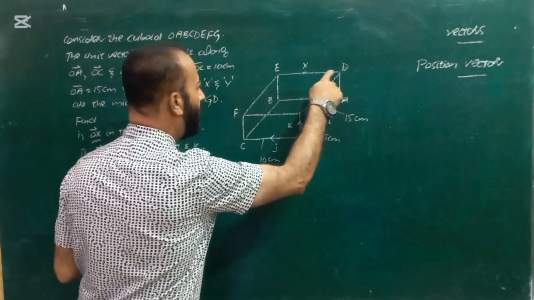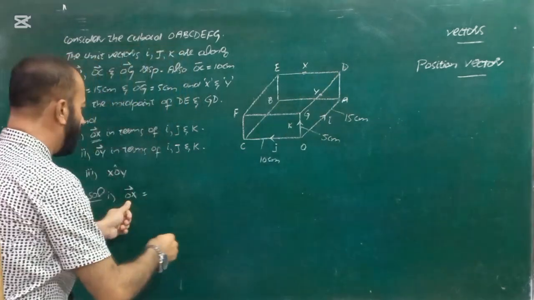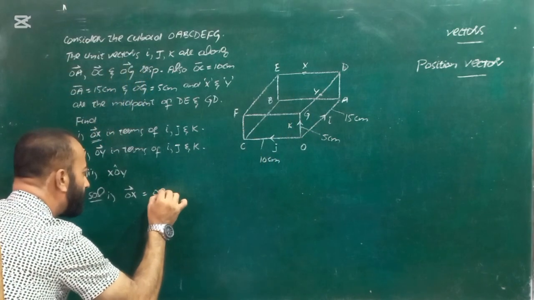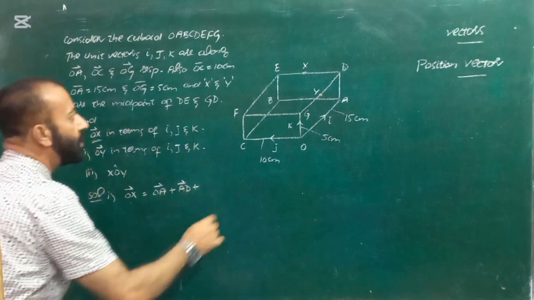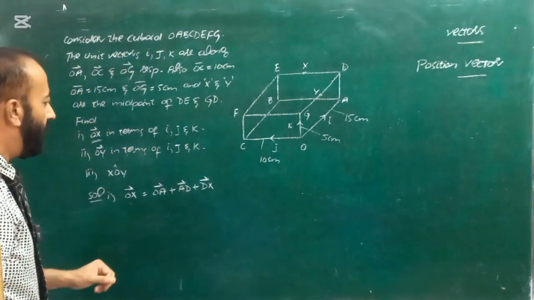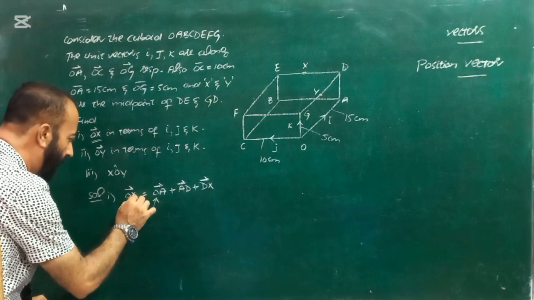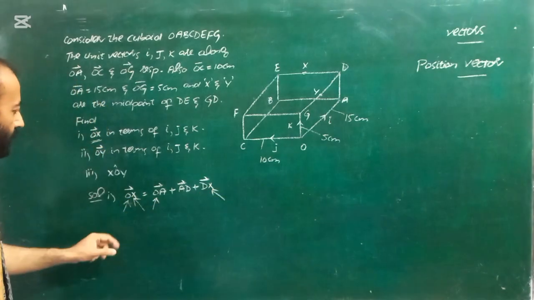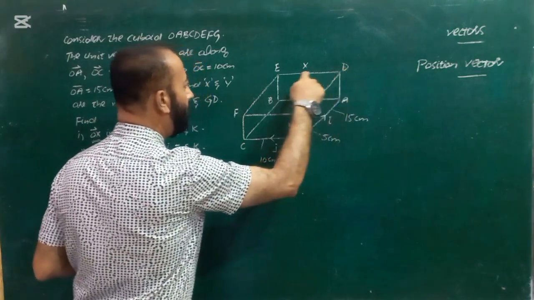If you look at this path, all values are given. This is given, and this is also given, because this is given, that will be parallel to this one. So the path we are going to follow is OA plus AD plus DX. Another thing to remember is we have to start from here and end at here. So OX is equal to OA plus AD plus DX.